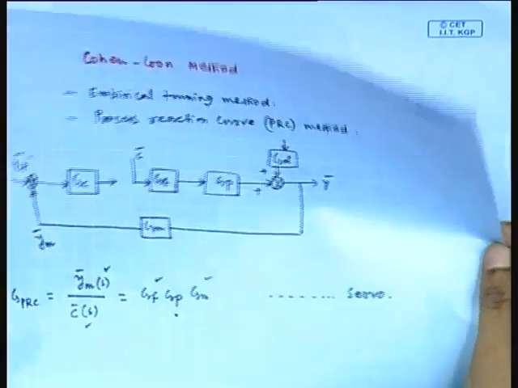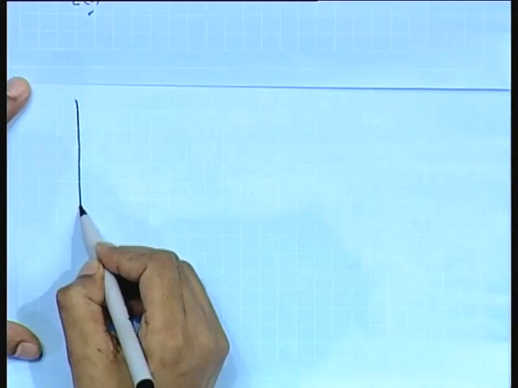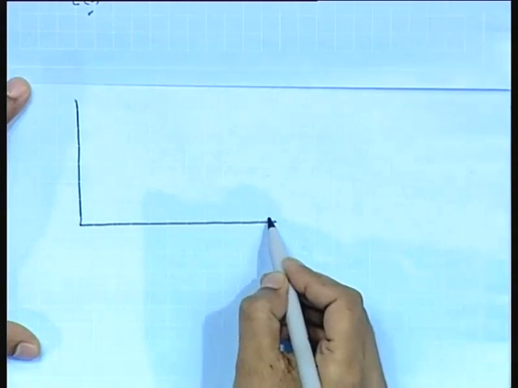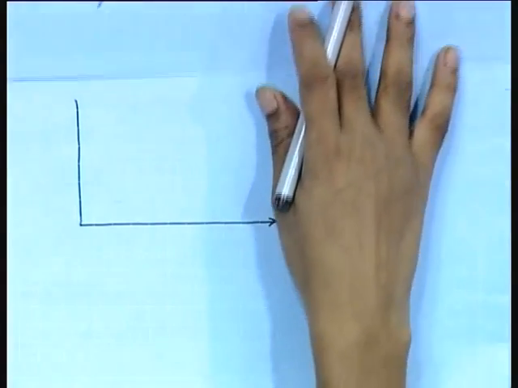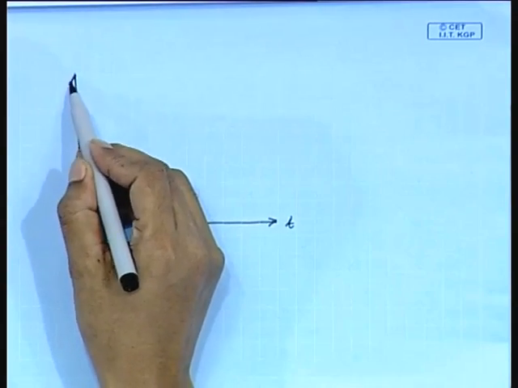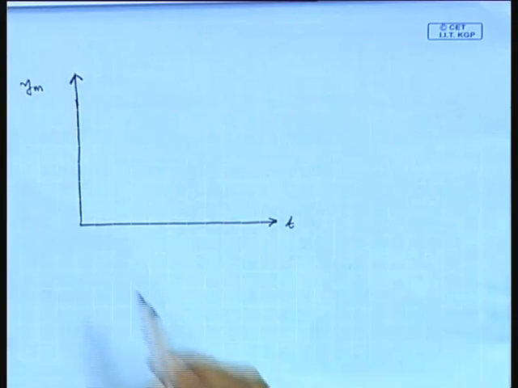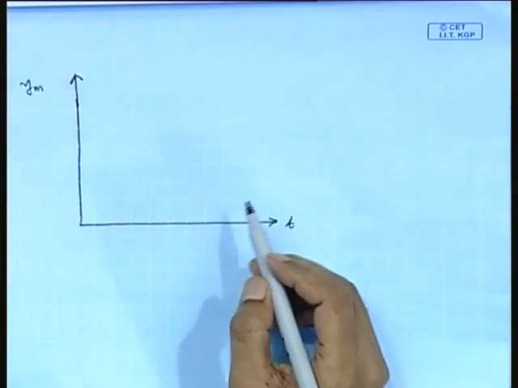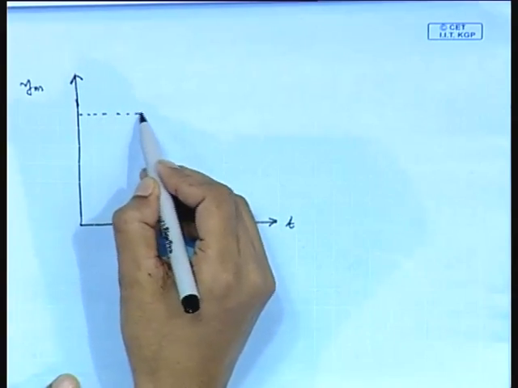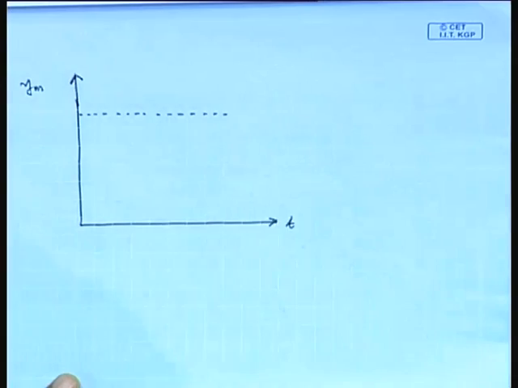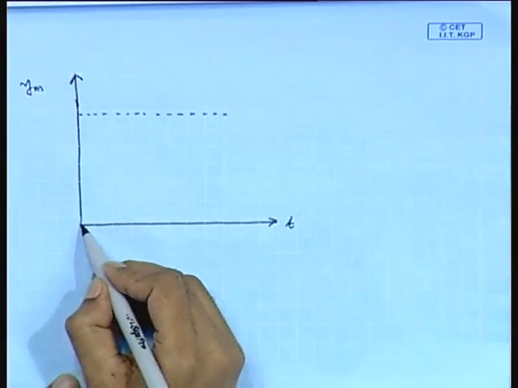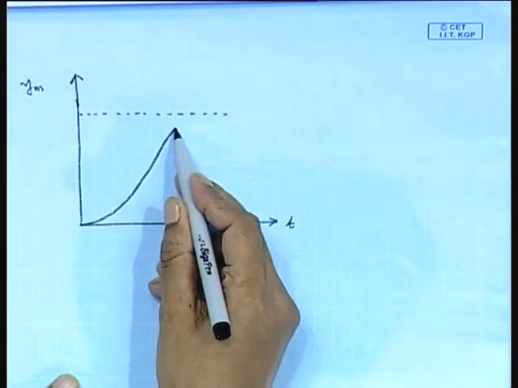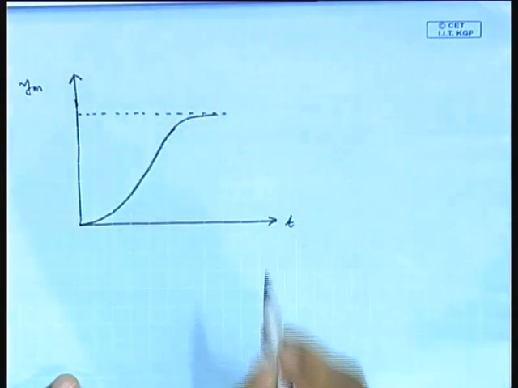Now, Cohen and Kun observed that for most of the chemical processes they obtained a sigmoidal response, sigmoidal shape. Like this.